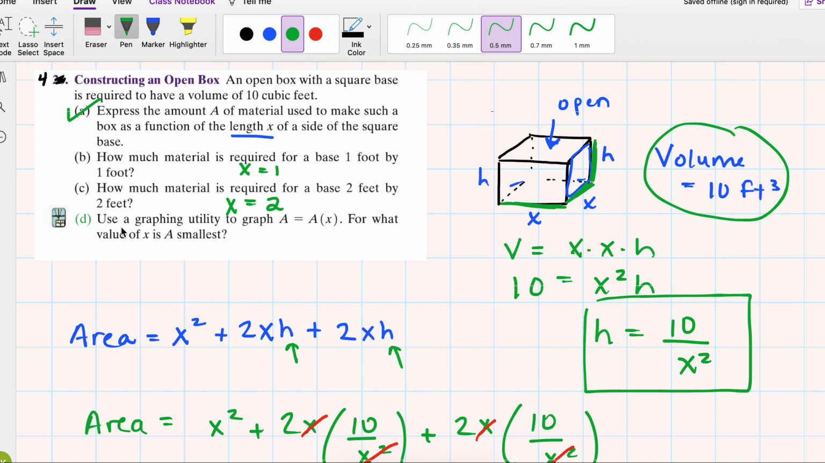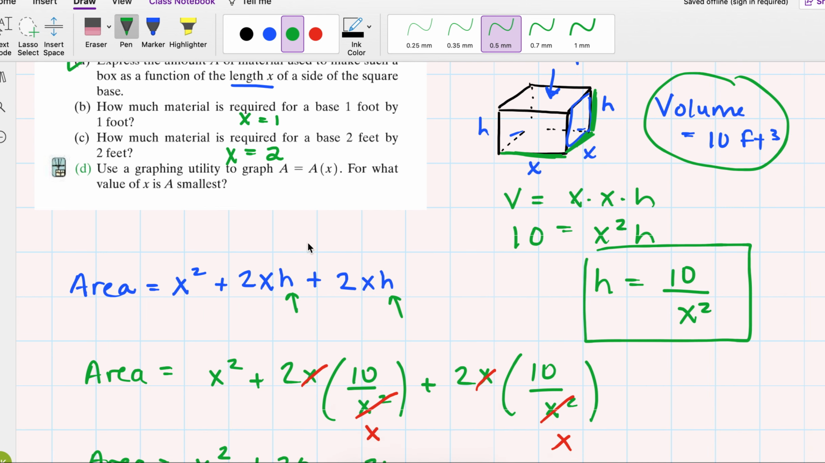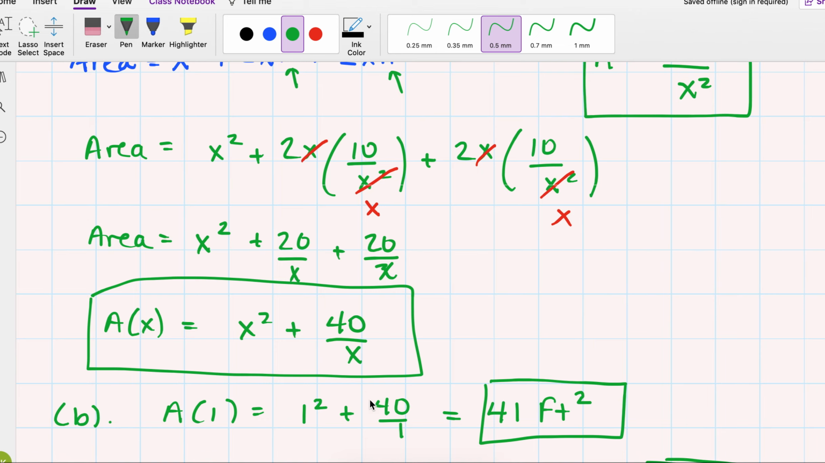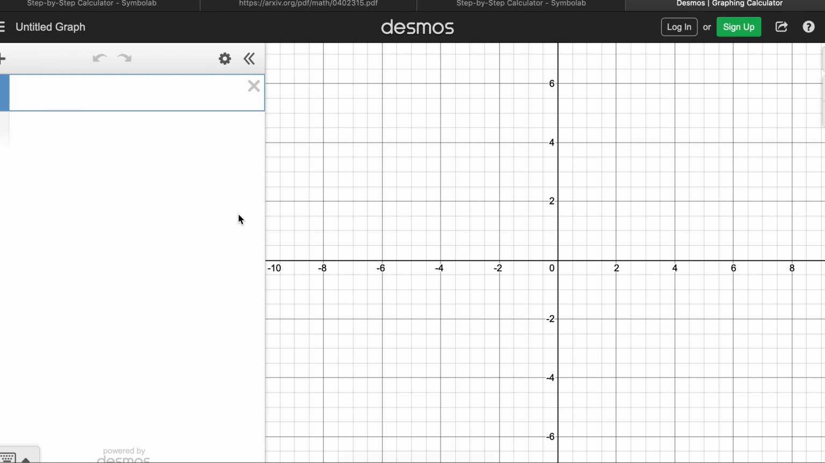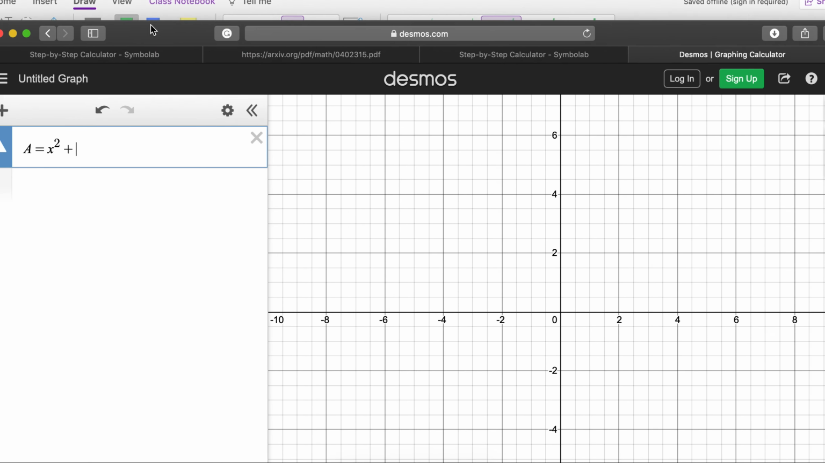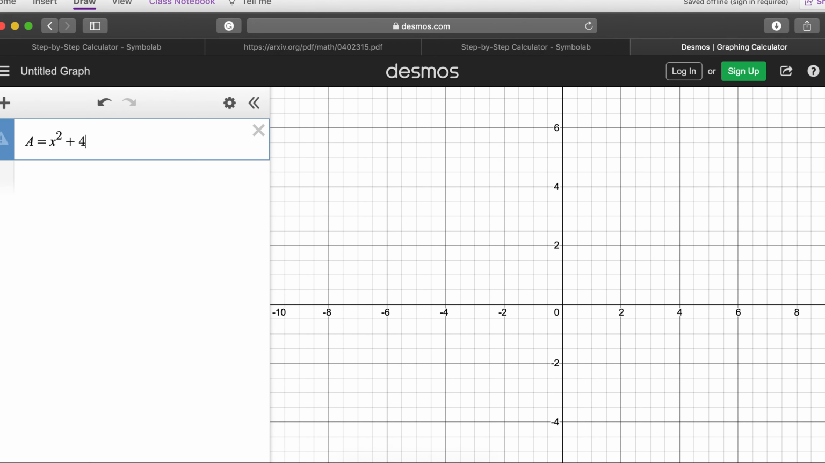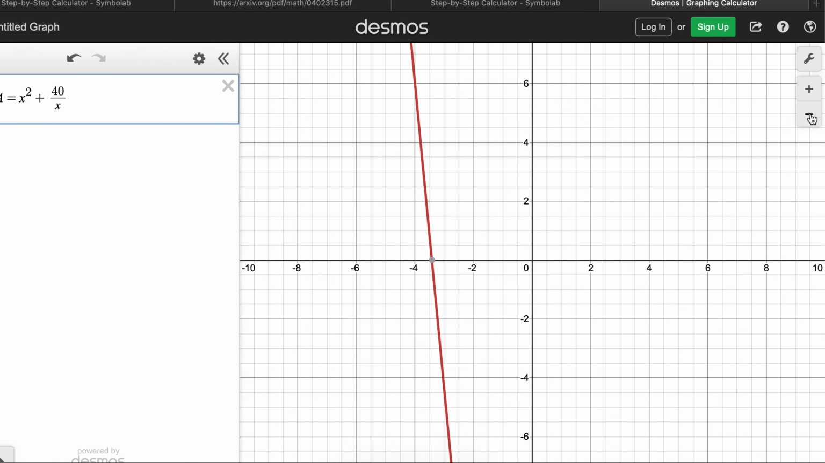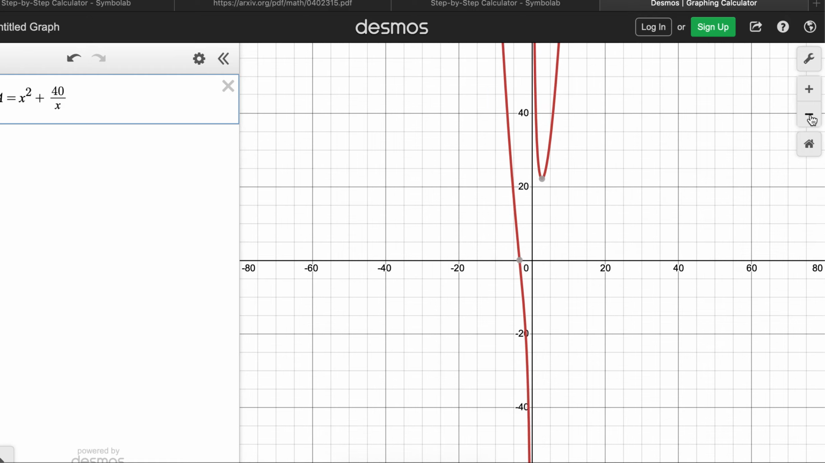Part D says use a graphing utility to graph this function A, and for what value of x is A the smallest. Okay, so here is the function, and let's graph it. So A is equal to x squared plus, I believe it was, 40 over x. And I'm going to zoom out some. Okay.